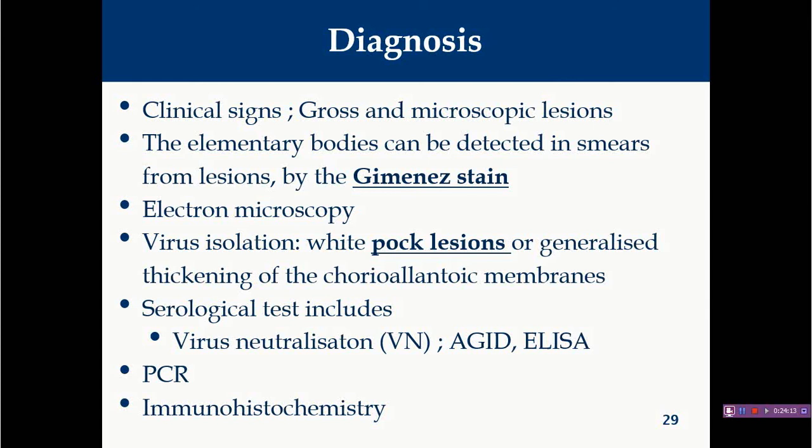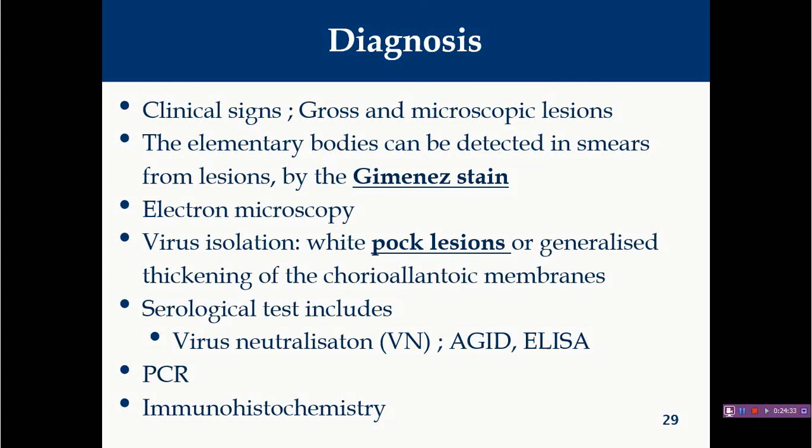Another method, particularly the Gimenez stain, can be used for impression smear. In that, elementary bodies, particularly individual mature viruses, can be stained with the Gimenez stain. So again you can go for differential diagnosis with the help of Gimenez stain.